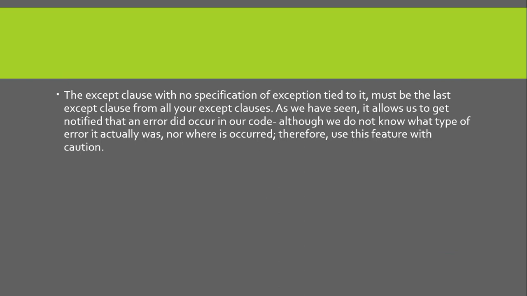The except clause with no specification of exception tied to it must be the last except clause from all your except clauses. As we have seen, it allows us to get notified that an error did occur in our code, although we do not know what type of error it actually was, nor where it occurred. Therefore, use this feature with caution.